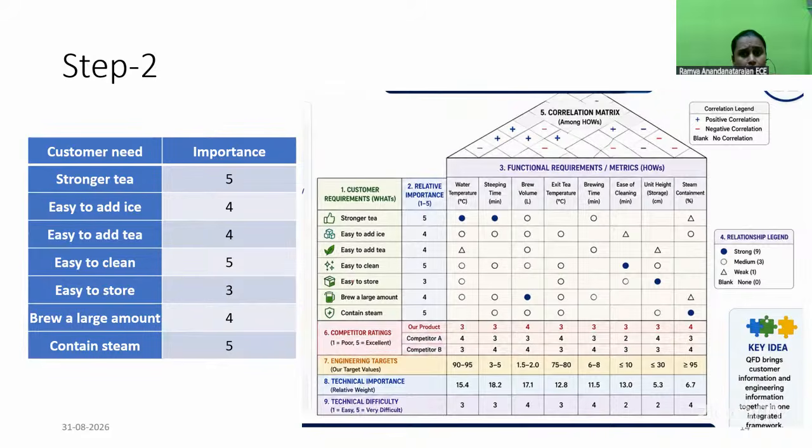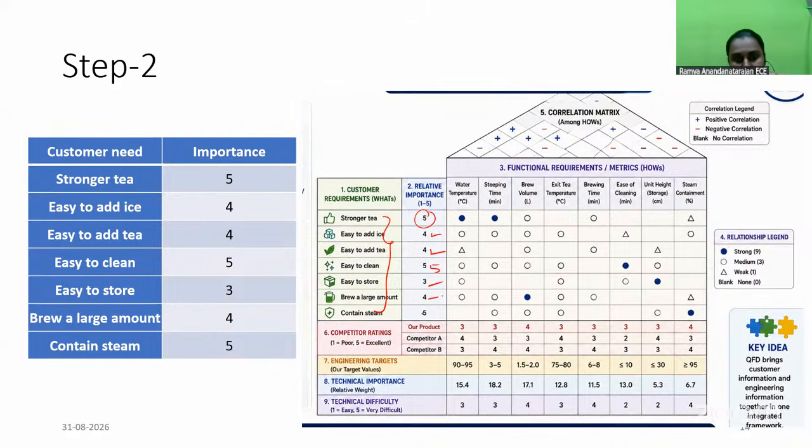Next, we'll go to filling the importance for each need. So let's say that there are 7 needs, but all the 7 needs may not have same importance. Having a stronger tea gets higher importance, so we are giving 5. We are going to rate it from 1 to 5. So this need gets a weightage of 5. Easy to add ice, 4 out of 5 people are rating it. So this is also having good importance. Then easy to add tea is getting an importance of 4. Easy to clean gets 5 out of 5. Then you have easy to store with the least importance, that is 3. Then we have a large amount of tea is needed, that is getting an importance of 4.